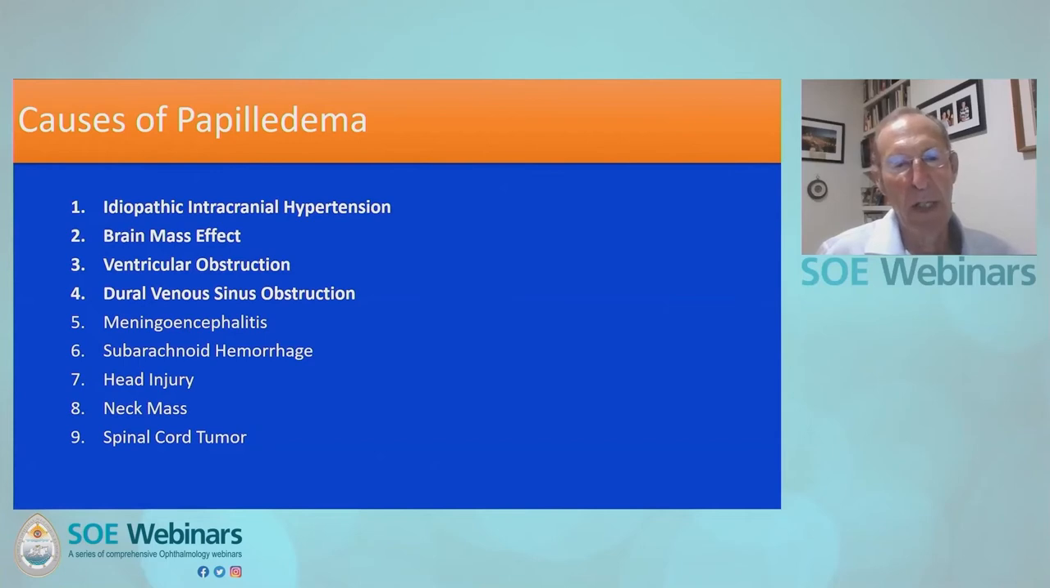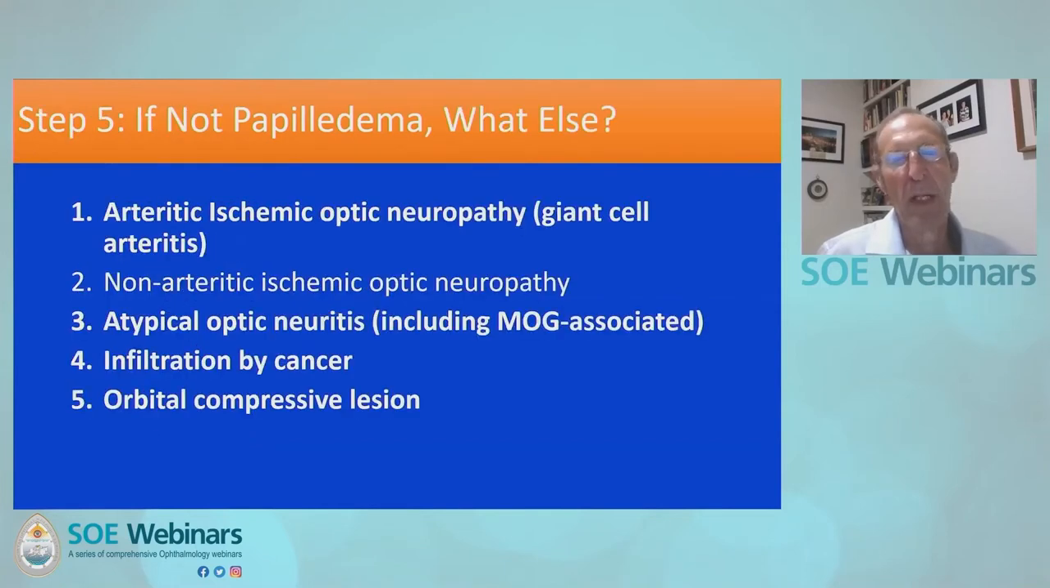Very often, the imaging that is done for papilledema does not include these two features, and so the diagnosis will be missed. All right, if it's not papilledema, what else could it be? I've listed the conditions here, and I've bolded the ones that you really have to have at the top of your list. Obviously, arteritic ischemic optic neuropathy, which we generally know as giant cell arteritis, that diagnosis has to be made immediately.